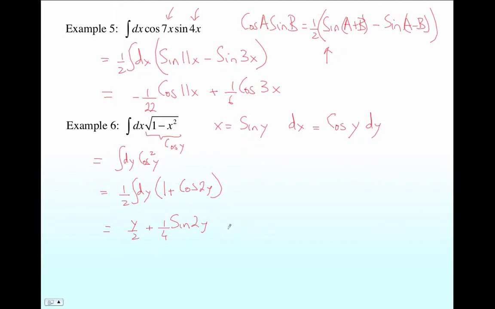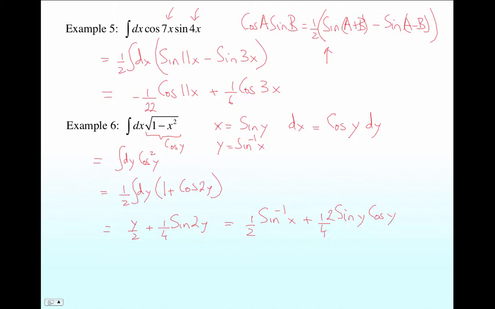But of course, we want the answer in terms of x. If x is sine y, then y is arcsine or sine inverse x. So let's now get our final answer. This is half sine inverse x. And then here we have 1/4. Now sine 2y is to be expressed in terms of x, but sine 2y is, using the double angle formula, 2 sine y cosine y.